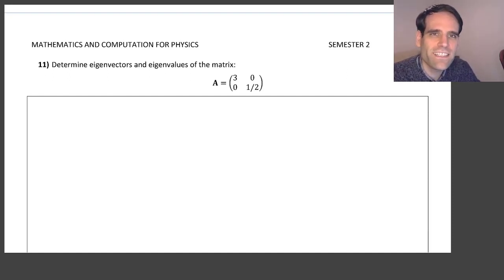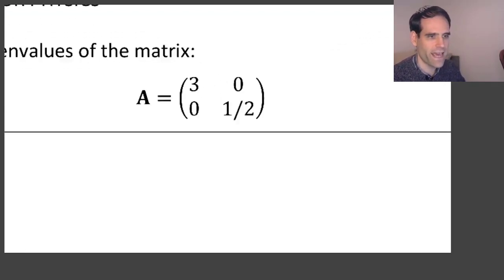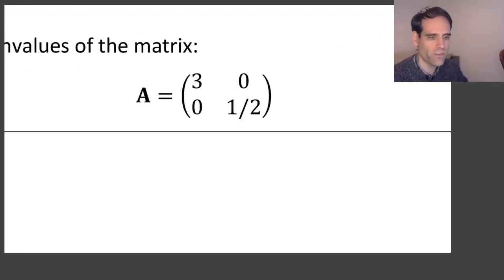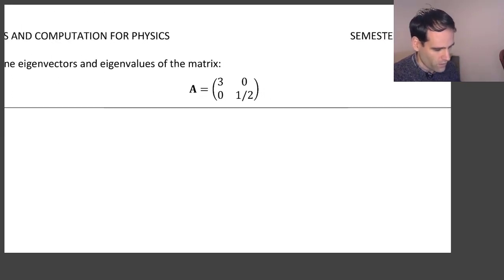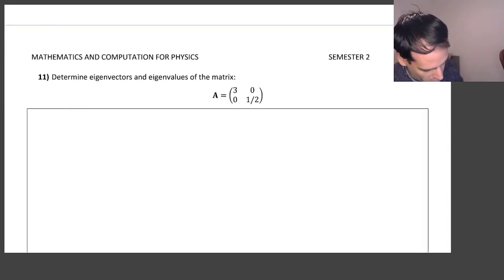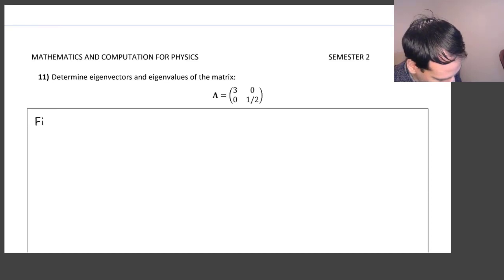Let's start with the first example: calculate the eigenvectors and eigenvalues of the following matrix, A equals 3, 0, 0, 1/2. So the first step is to calculate the eigenvalues.